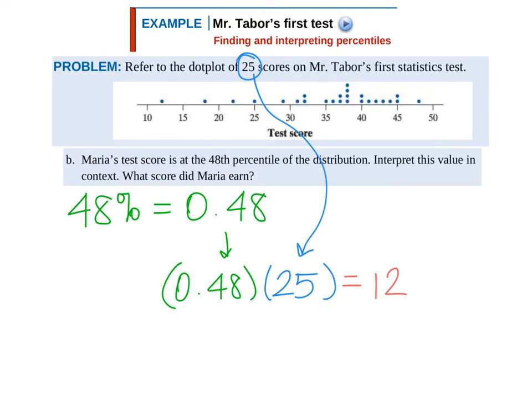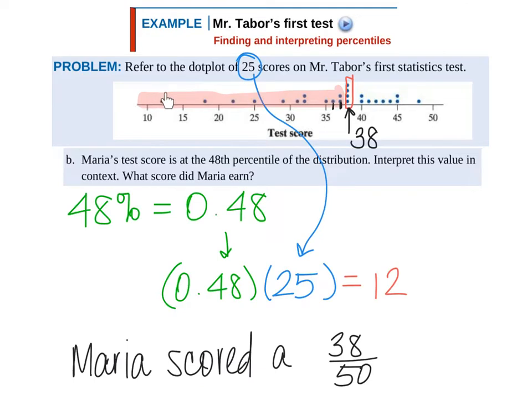So let's try to find what Maria got on her stats test. I counted 1, 2, 3, 4, 5, all the way up to 12 dots, and that gave me right here. So that means that Maria's score is one of these 4 dots here. So if that's 35, 36, 37, 38. So Maria scored a 38 out of 50 on this stats test.